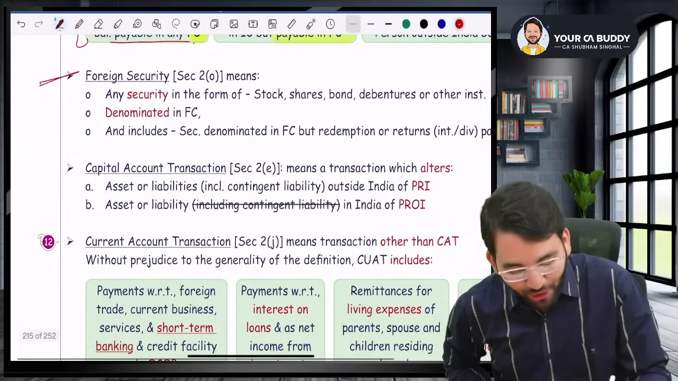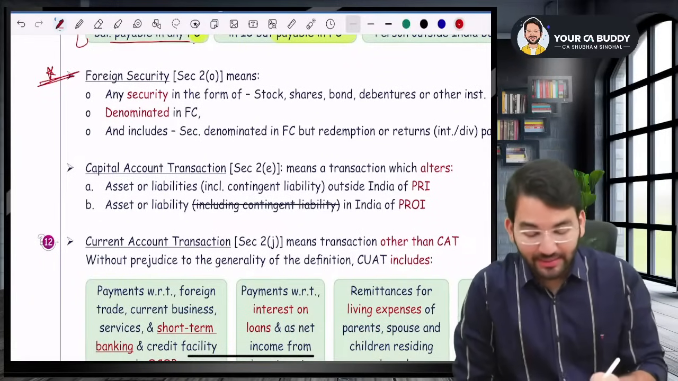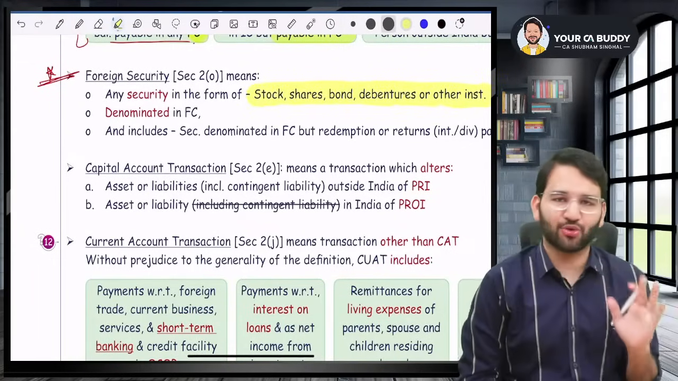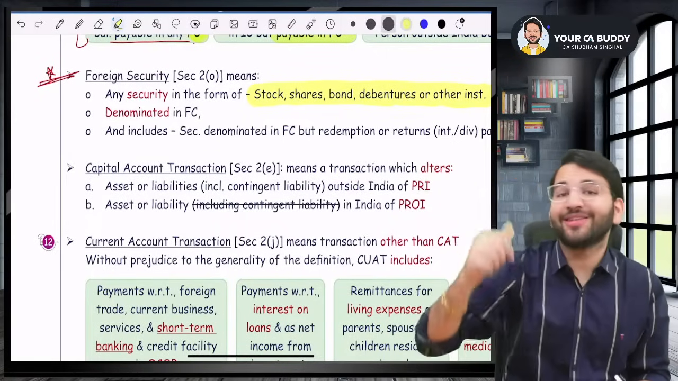After that, sir, what is foreign security? What is meant by security? Security means in the form of stock, shares, bonds, debentures, or any instrument. These things are called security. But what is foreign about this security?